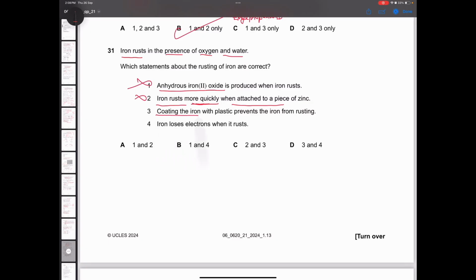Coating the iron with plastic prevents the iron from rusting. True. Iron loses electrons when it rusts. Yes, true. Whenever a metal gets oxidized, it is losing electrons, because oxidation is loss of electrons. And in rusting, the metal gets oxidized. So statements 3 and 4 are correct, which is option D.